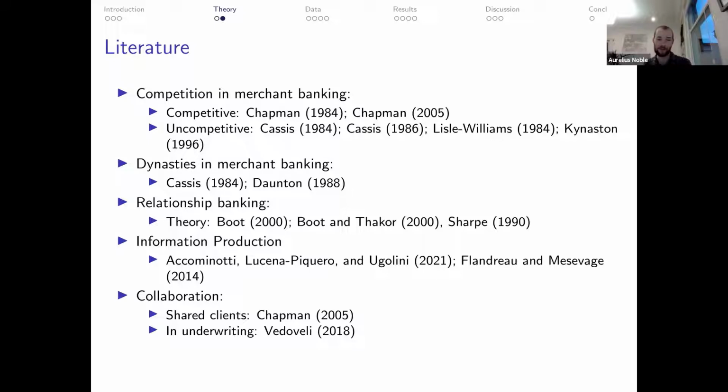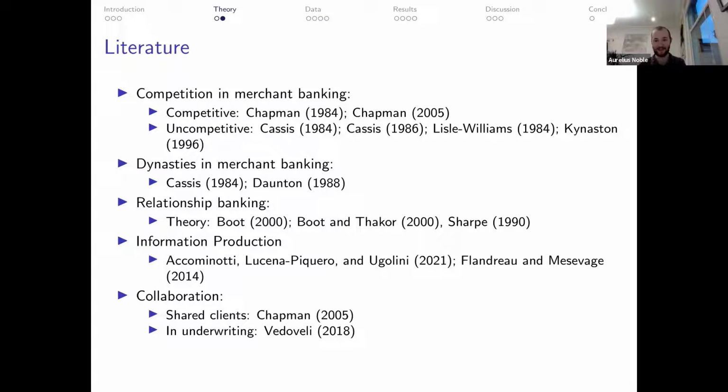Now, Accominotti, Lucena-Piquero, and Ugolini have applied this framework to look at merchant banking in the acceptance market more generally during the first globalization. And what they're arguing is that the distribution of relationships between acceptors and drawers and between acceptors and discounters is such that there's a bias towards acceptor-discounter relationships. And what this means is that acceptors are in some ways resolving these information asymmetries, and this is evidenced by the fact that the drawers, the borrowers in that network, are able to access capital from a great variety of lenders, discounters, right?